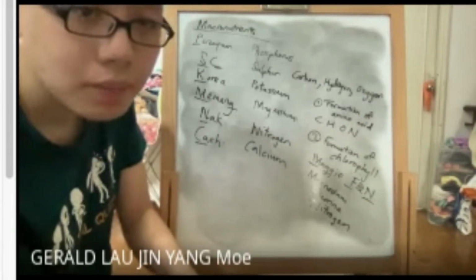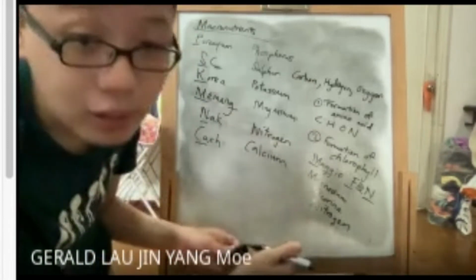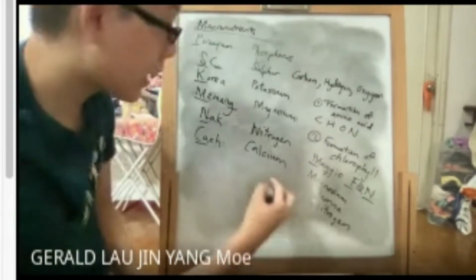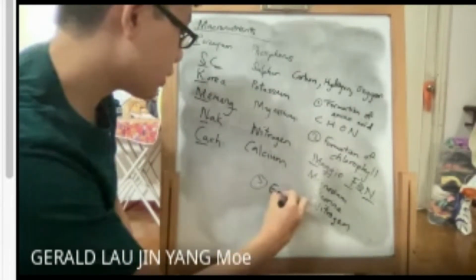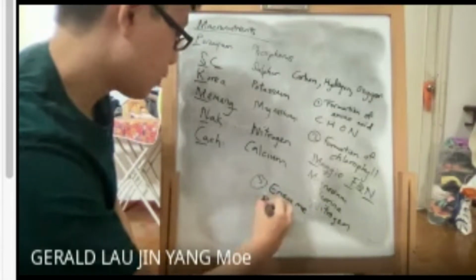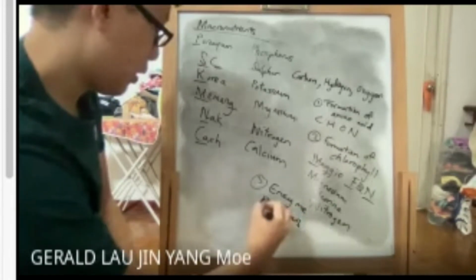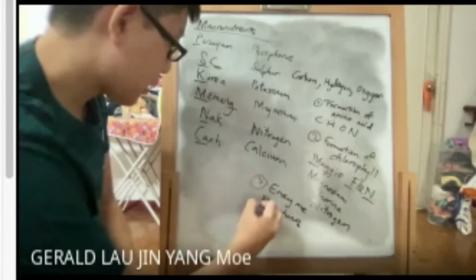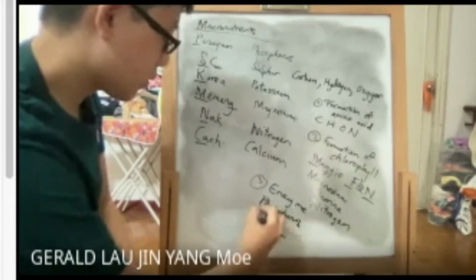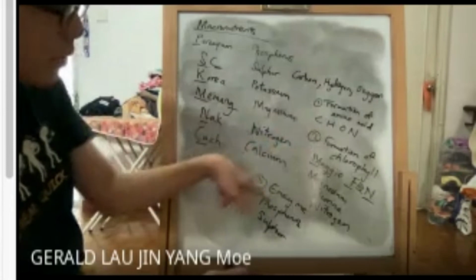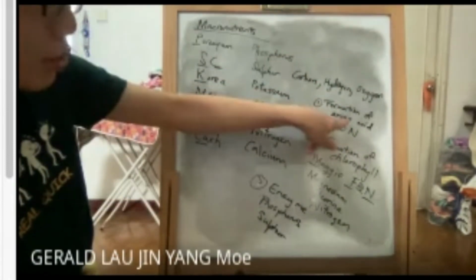What else? Phosphorus and enzyme. For enzyme it will be phosphorus and sulfur. Like that. So you just memorize three functions and then the elements. First function, formation of amino acid, which is protein.